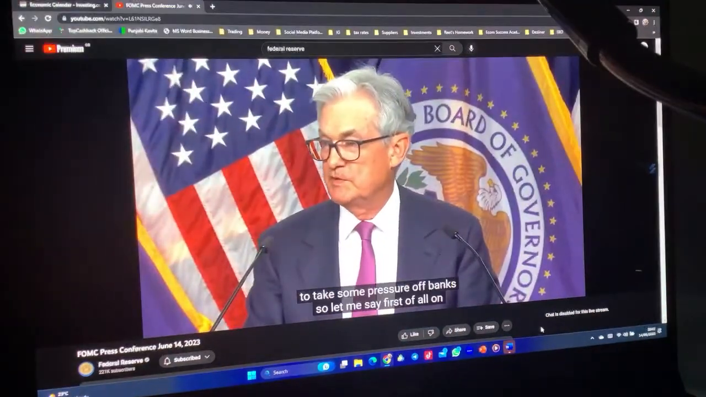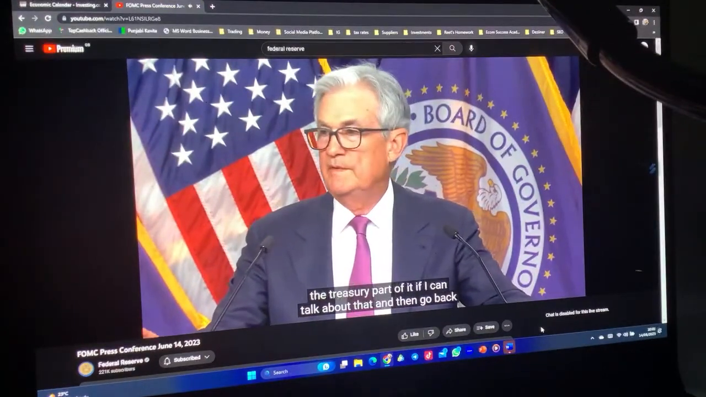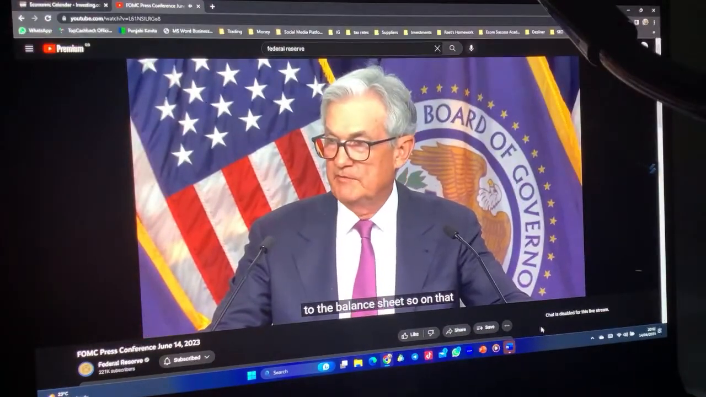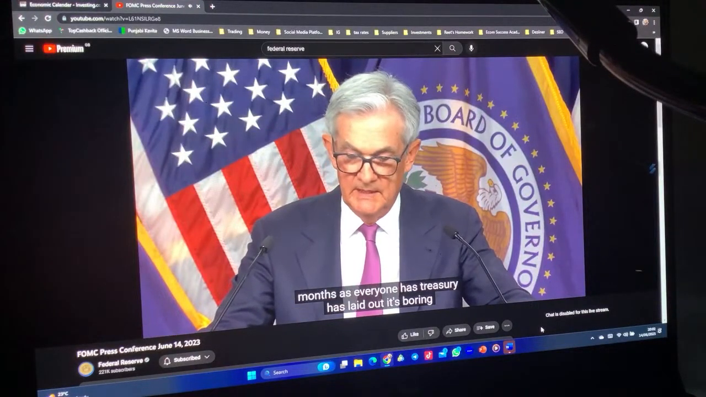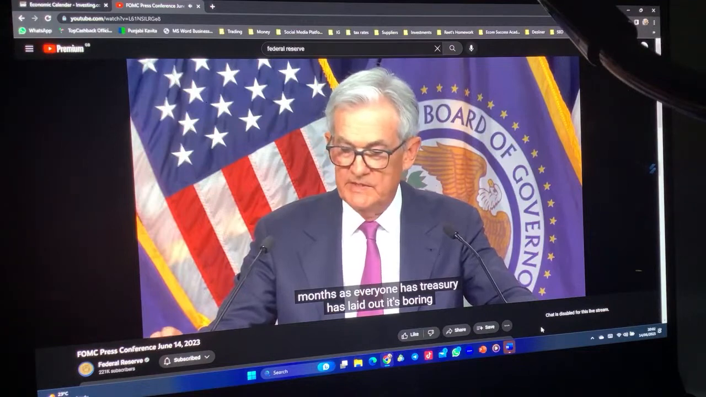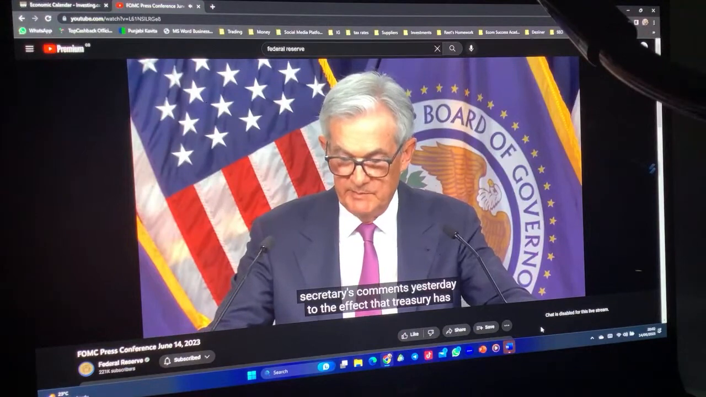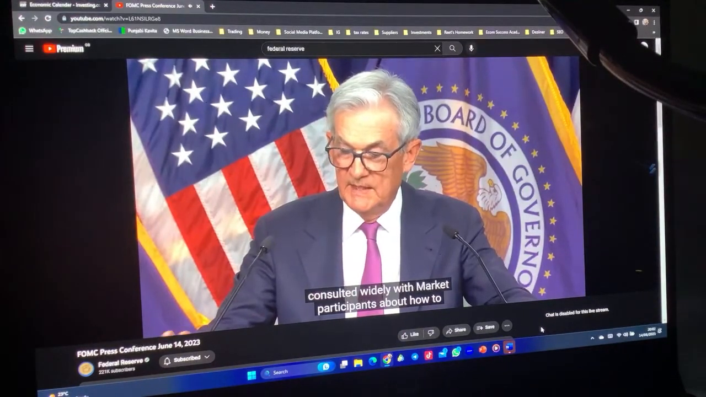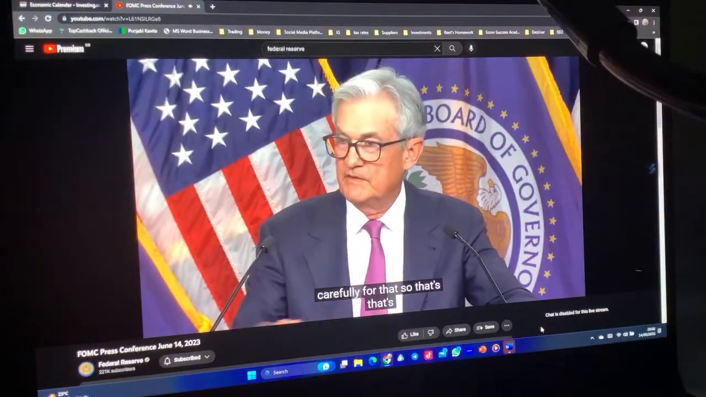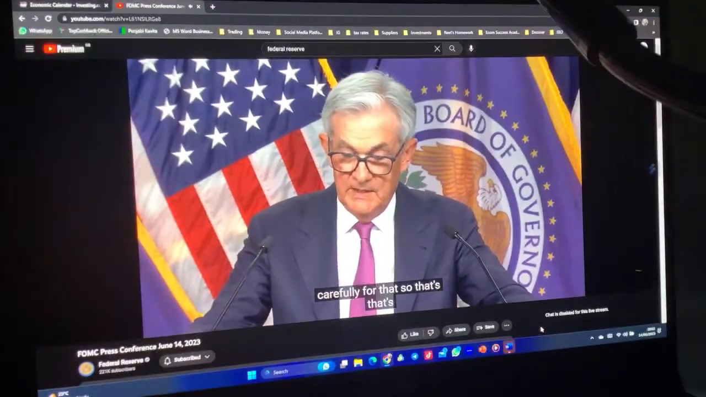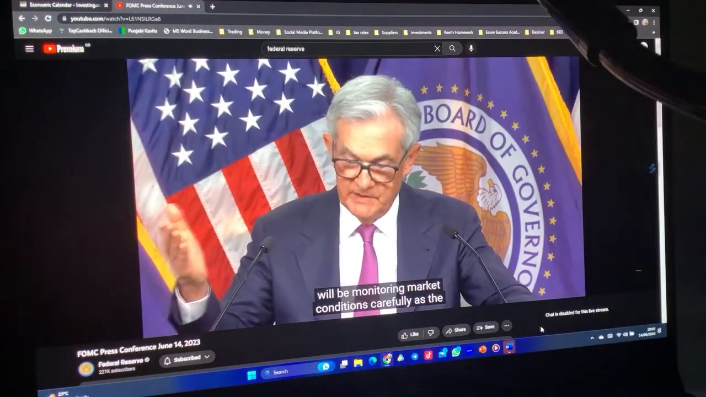So let me say, first of all, on the Treasury part of it, and then go back to the balance sheet. Of course, we've been very focused on that for a couple of months, as everyone has. Treasury has laid out its borrowing plans publicly. I saw the Secretary's comments yesterday to the effect that Treasury has consulted widely with market participants about how to avoid market disruption, and that they're going to watch carefully for that. That's from the Treasury, which actually sets the borrowings. At the Fed, we'll be monitoring market conditions carefully as the Treasury refills the TGA.